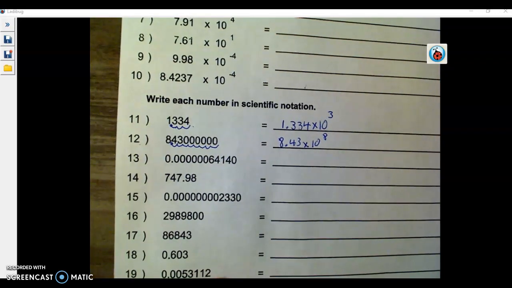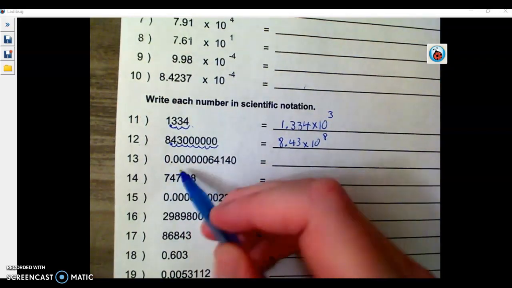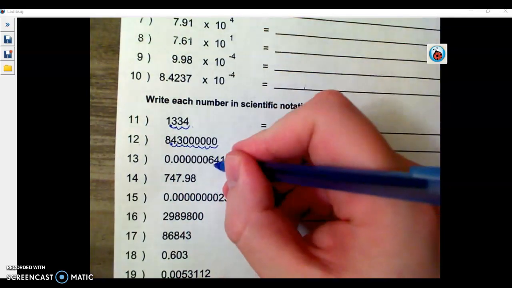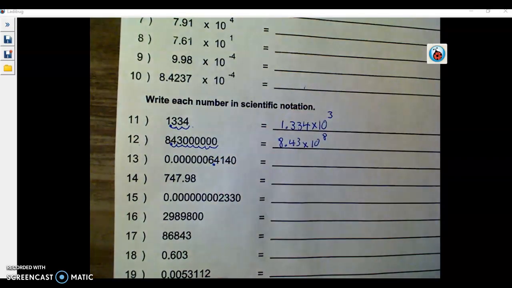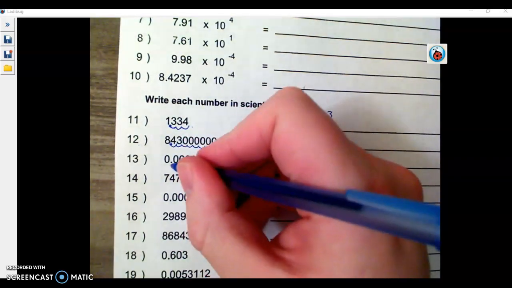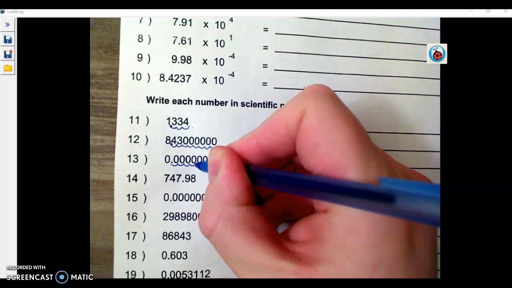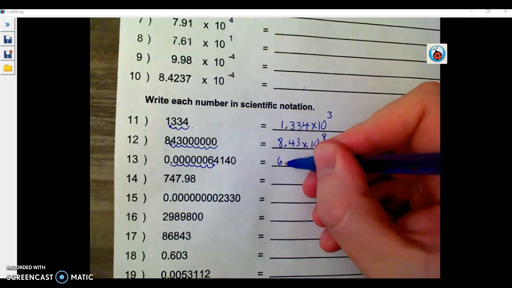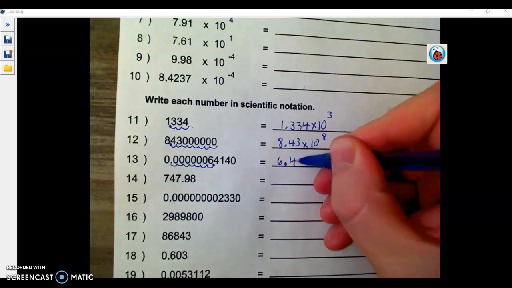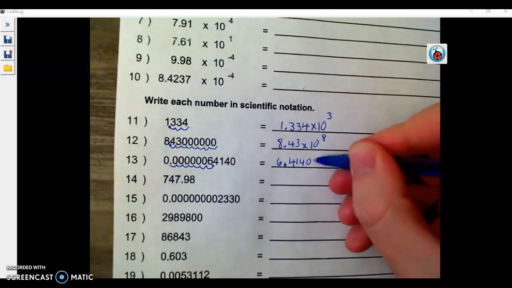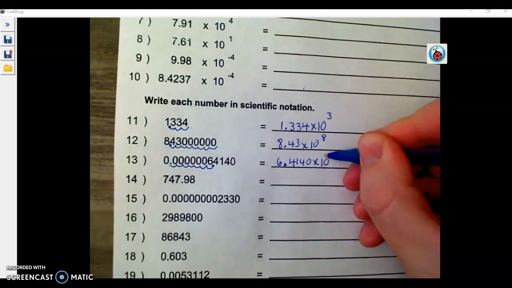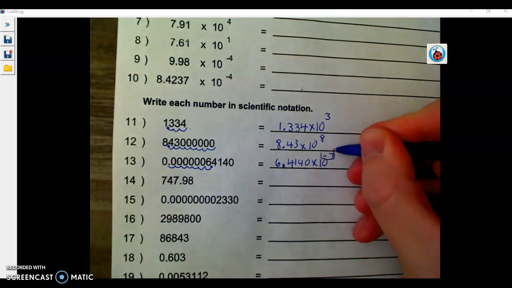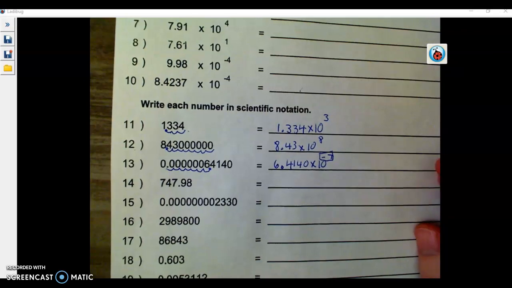Power of 8. Number 13, I see that it's a small answer, so I know my exponent is going to be negative. And I want my new answer to be 6.4. So I have to count how many spots I'm moving. 1, 2, 3, 4, 5, 6, 7 spots. So it's going to be 6.4140 times 10 to the power of negative 7. Again, make sure it's negative 7 because it's a small number. It's not a negative number.